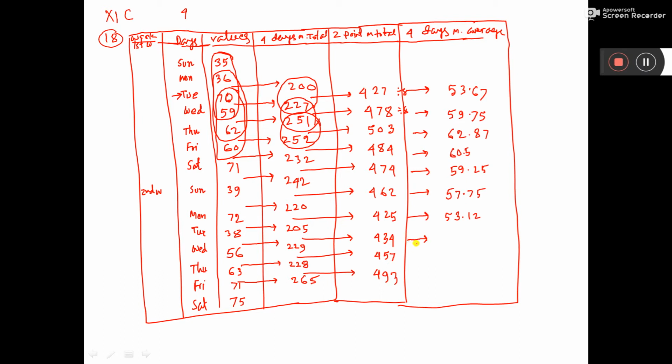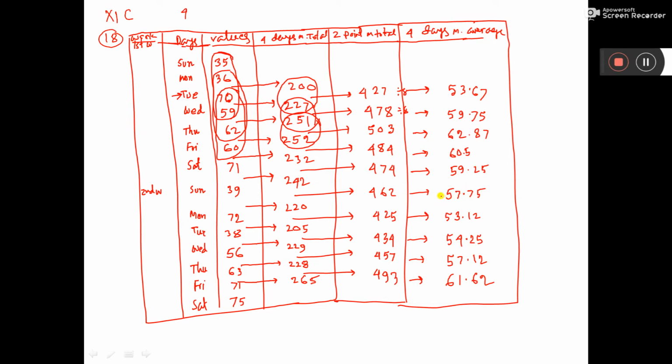This one will be this divided by 8. 54.25. And the next one? 4.25. 61.62. So these are the 4 days moving average.